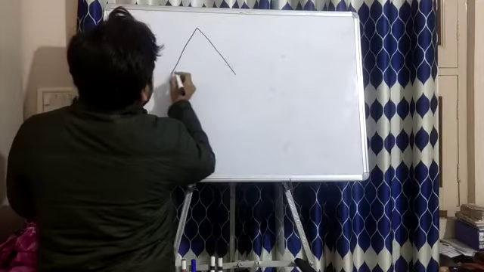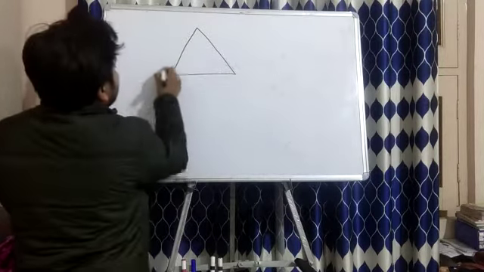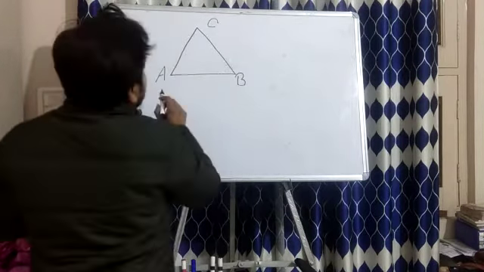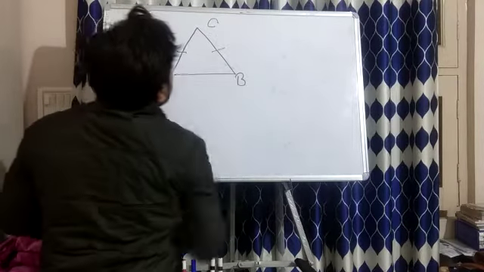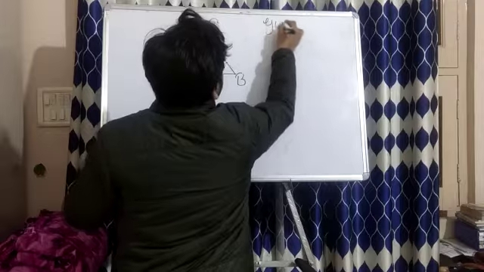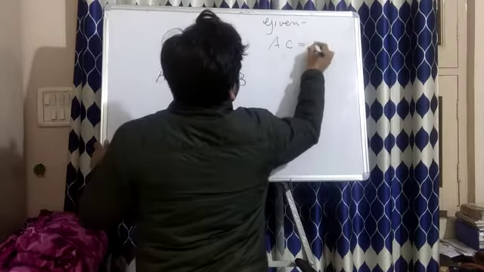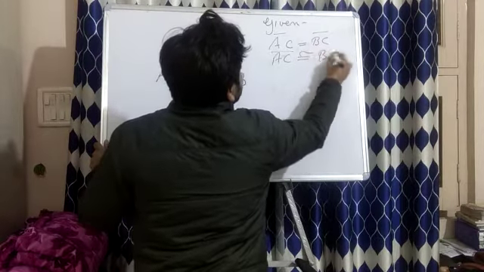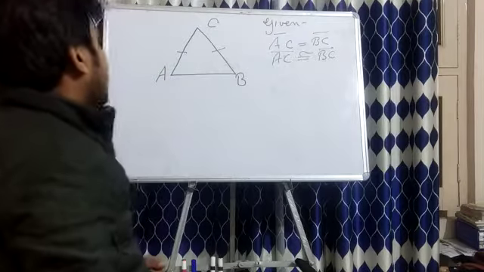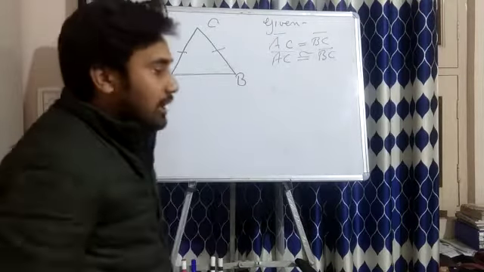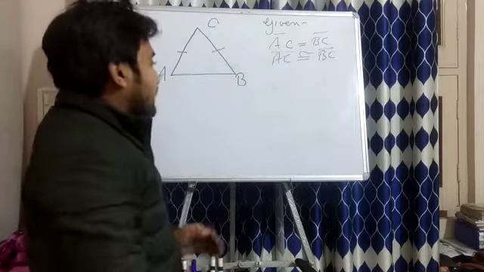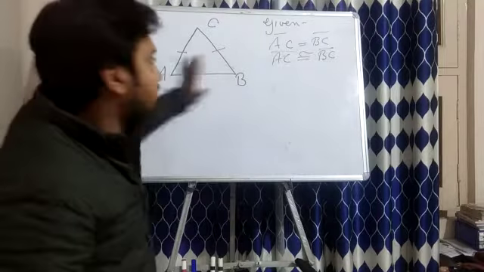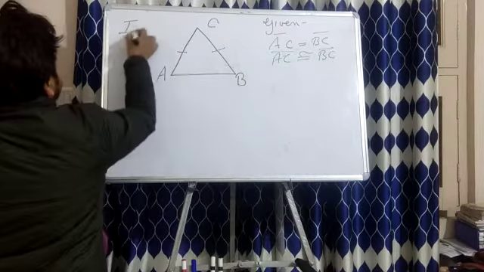Suppose I have any arbitrary triangle, let's label it as A, B, and C. What is given to us is that AC is equal to BC, or we can say that length AC is congruent to length BC. We know from our childhood classes that a triangle in which at least two sides are congruent is known as an isosceles triangle. So ABC is an isosceles triangle.